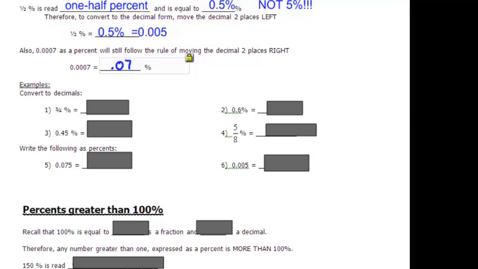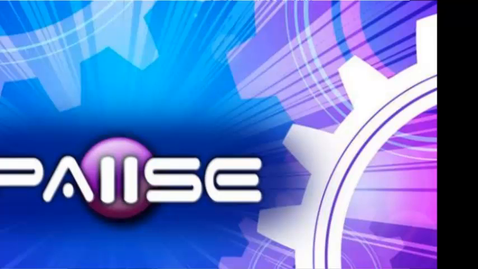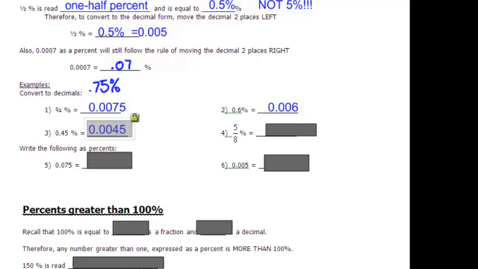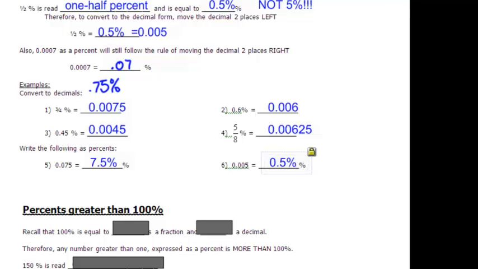So why don't you try those next 6 questions? You can come back and check your answers. 0.75% is the same as 0.0075. So I follow the rule of moving my decimal 2 places to the left. 0.6% is 0.006, 0.45, 0.00625, and if I have to write the following as percents, that would be 7.5% and 0.5%. In other words, you're not always making it look nice. Sometimes it's not going to look so nice. It's going to be kind of a messy answer.